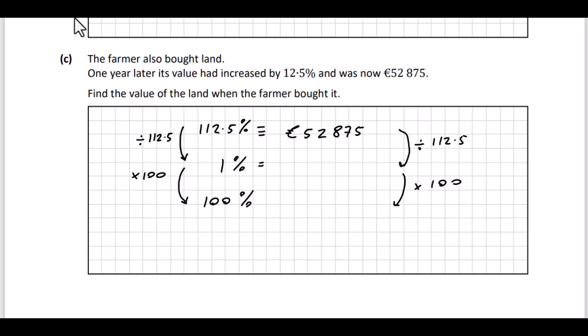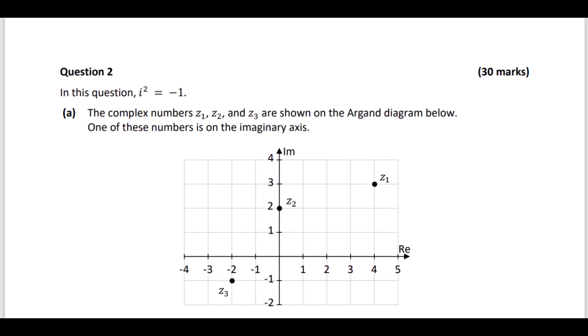So if you do that you get 52,875 divided by 112.5, and then down here 52,875 divided by 112.5 multiplied by 100. When you do that, you get the original cost, which was 47,000 euros. And that's it for question 1. Okay, so let's have a look at question 2.